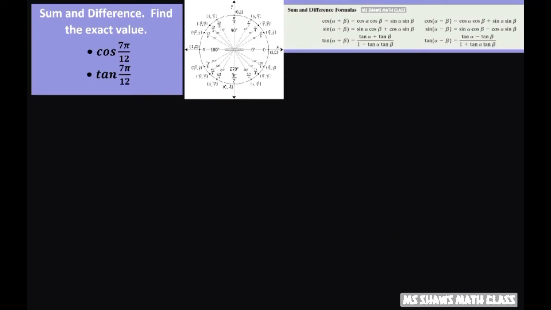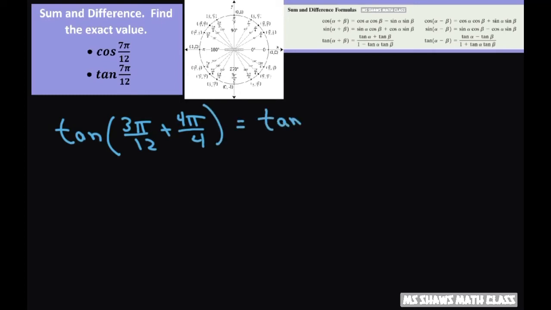Tangent's a more difficult formula. So let's do the same thing with tangent. We're going to write it as tan of 3 pi divided by 12 plus 4 pi divided by 12, which gives us tan pi divided by 4 plus, should be 12, pi divided by 3. Now we have to use this formula. We have a plus. So we're going to use this first one. And we're just going to plug all that in.